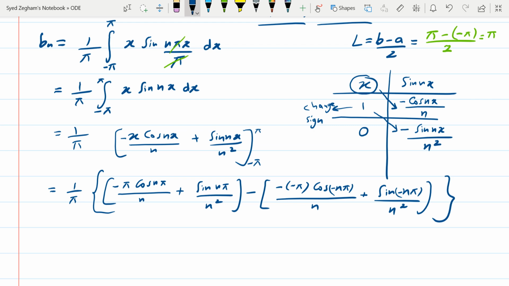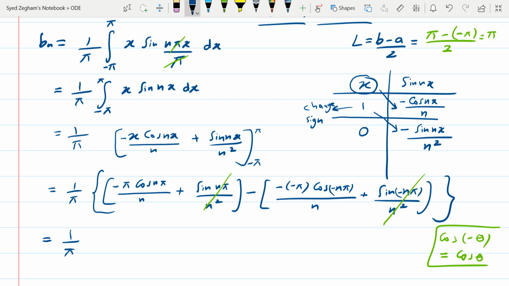Okay, so if you check, sine n pi will become 0, and sine of minus n pi will also become 0. And there is a property of cosine that cosine of minus theta is the same as cosine theta, right? So after using all these things, what do we get now?